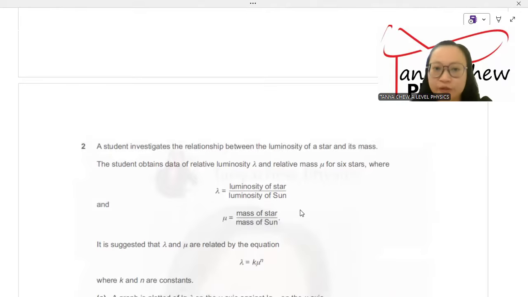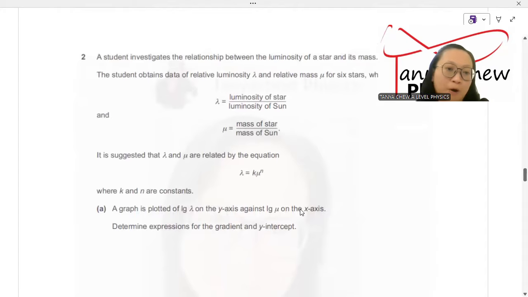A student investigates the relationship between the luminosity of a star and its mass. The student obtains data of relative luminosity lambda and relative mass mu for 6 stars, where lambda is equal to luminosity of star divided by luminosity of sun, and mu is equal to mass of the star divided by mass of the sun. It is suggested that lambda and mu are related by the equation lambda is equal to k mu to the power n, where k and n are constants. A graph is plotted of log lambda on the y-axis against log mu on the x-axis, determining the expressions for the gradient and y-intercept.